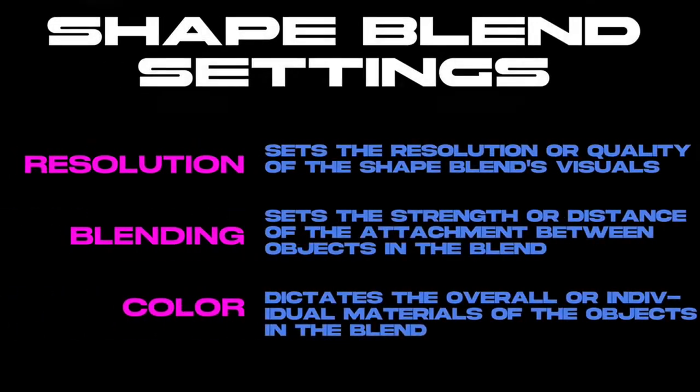Finally, the color setting gives you two options, material and children. When material is selected, all objects within the Shape Blend object will have the same material. And when children is selected, you will be able to adjust the material and color settings of each object individually.